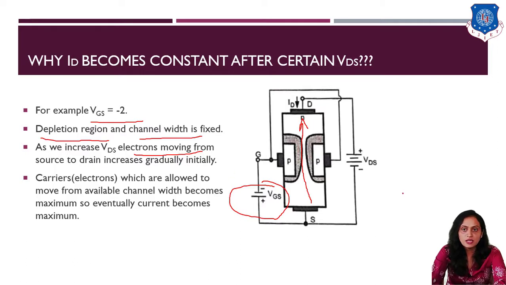increase gradually, because we are increasing this VDS, and the carriers allowed to move through the available channel width become maximum. So eventually the current becomes maximum. Even if you increase the drain-to-source voltage further, there is no space for carriers to move here. So once it becomes maximum, the current becomes constant.